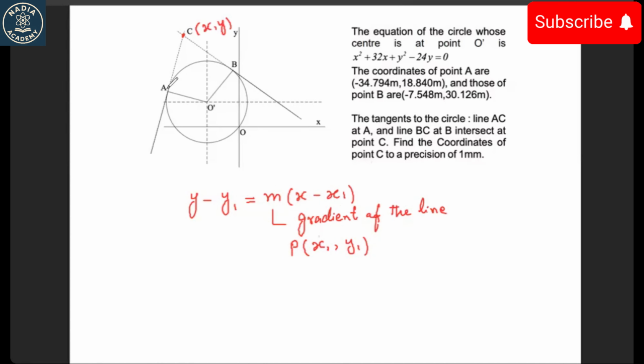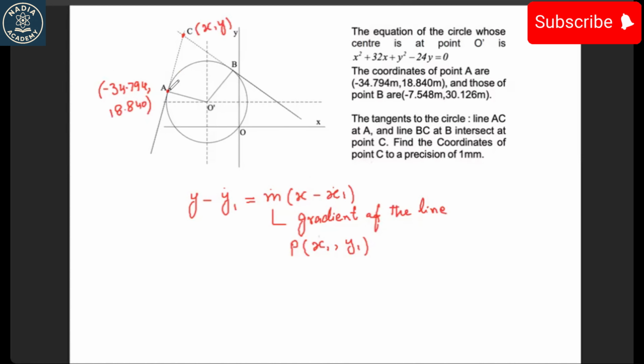For example, if we want to find the equation of line AC, we must have at least the coordinates of one of the points on this line. We know the coordinates of point A: x is minus 34.794, and y is 18.840, and these are given in meters. So we have the values of x1 and y1. What we do not have is the value of the gradient of this line AC.